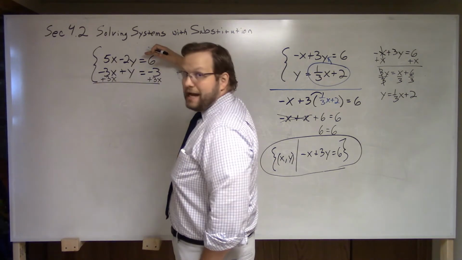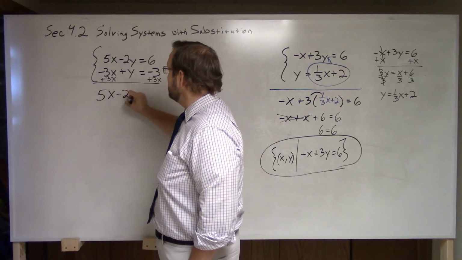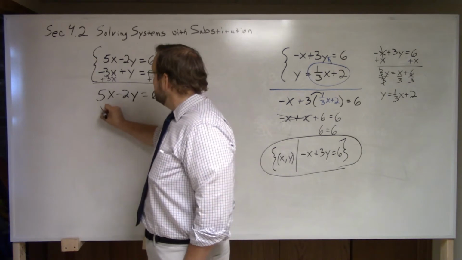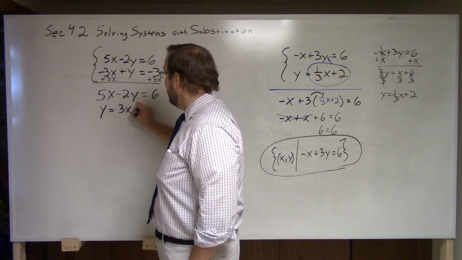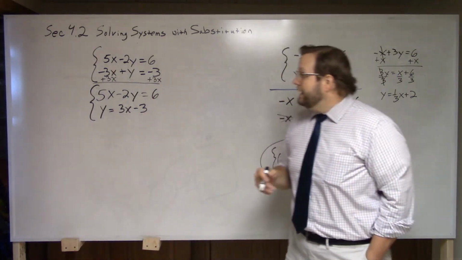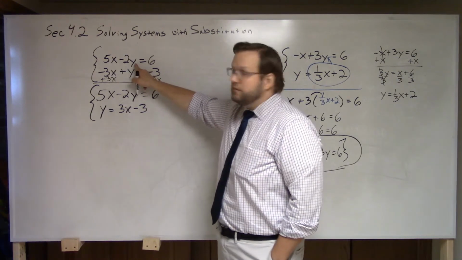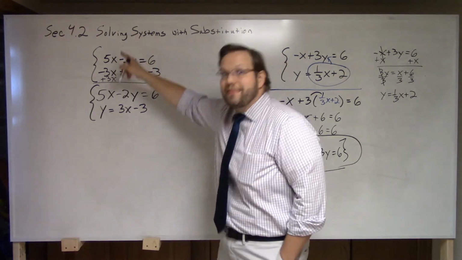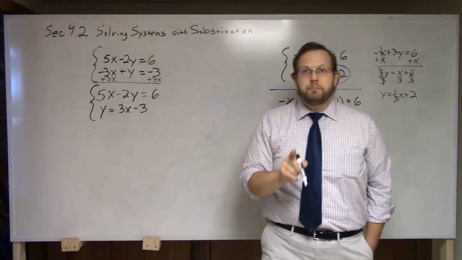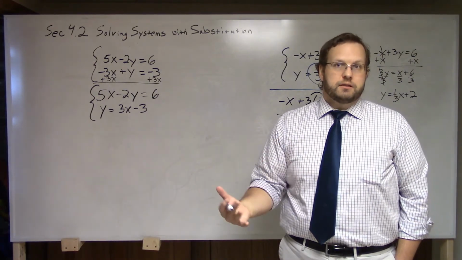Now, I'm going to bring this top equation down. So this just copies down 5x minus 2y equals 6. But then the second equation turns into y equals 3x minus 3. Again, I chose that because all it took was one step. If I wanted to get this y by itself, I would have to subtract 5x, then divide by negative 2. Not only does that introduce fractions typically, but it will also require an extra step. So take the path of least resistance.